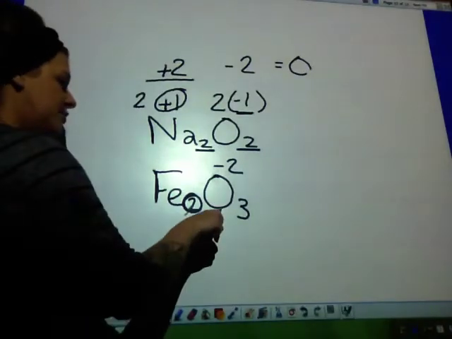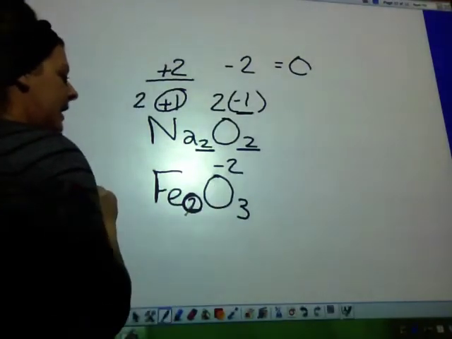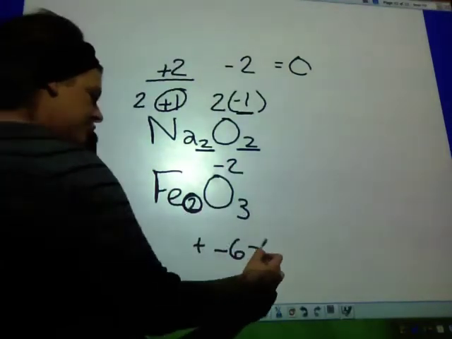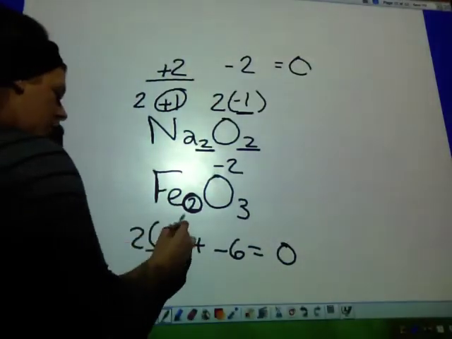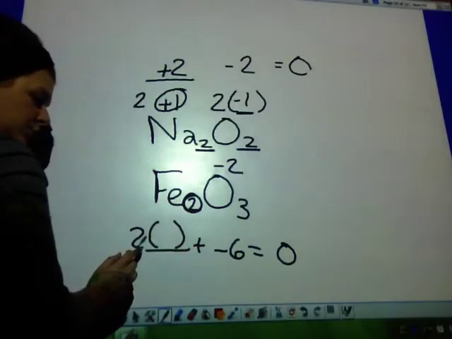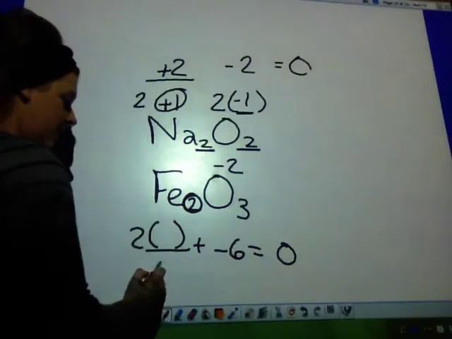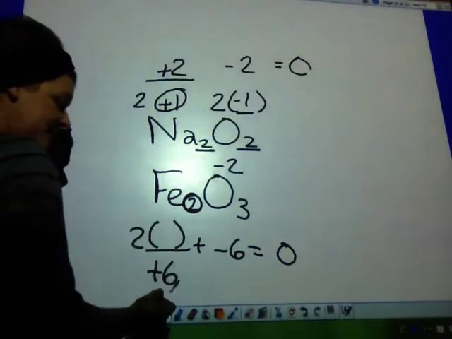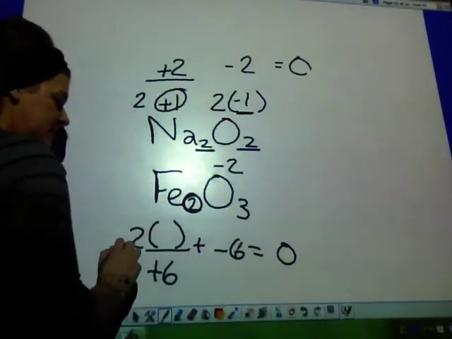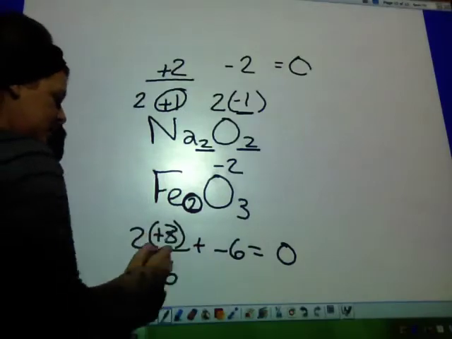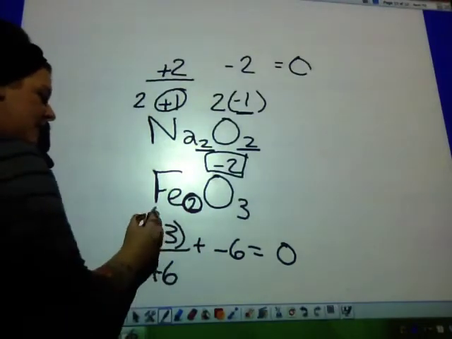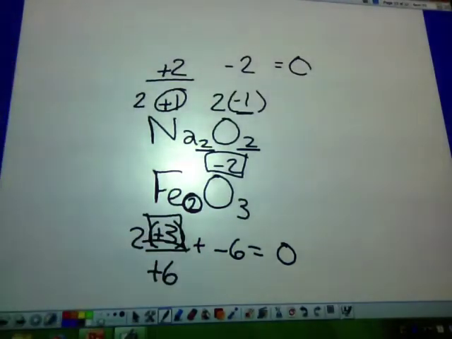So oxygen has a -2 oxidation state, and I see that I have 3 of them. So overall that gives me a -6 charge. I have 2 iron, so the oxidation state of iron times 2 plus -6 is going to give me 0. So I need this to be +6 for the total to be 0. Something times 2 is going to give me +6. It's going to be a +3. So that means oxygen is going to have a -2 oxidation state, and iron is going to have a +3 oxidation state.